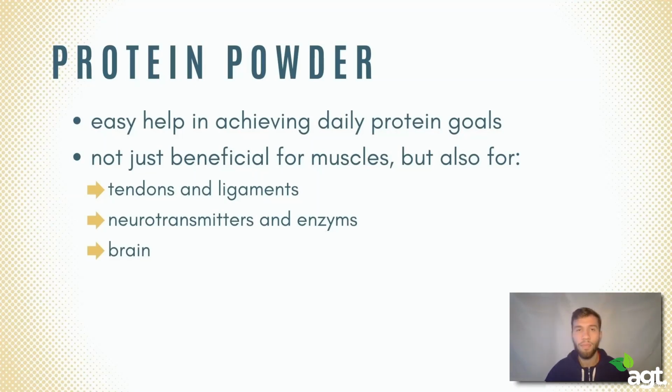As we know, proteins are the number one component that we need in order to build muscle, but it's not just beneficial for muscles, but also for our tendons and our ligaments, for the neurotransmitters and the enzymes in our body, and just overall for our brain. So even if you're not doing high intensity exercises, if you're not an athlete, it can still be beneficial for you to get sufficient protein or by supplementing with protein powder.